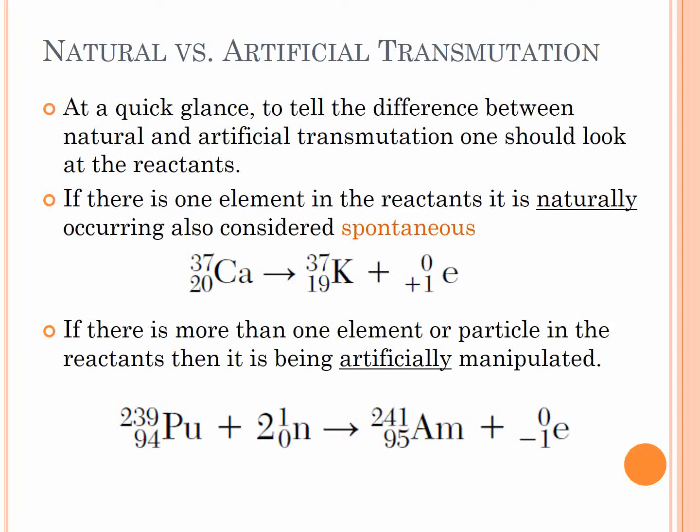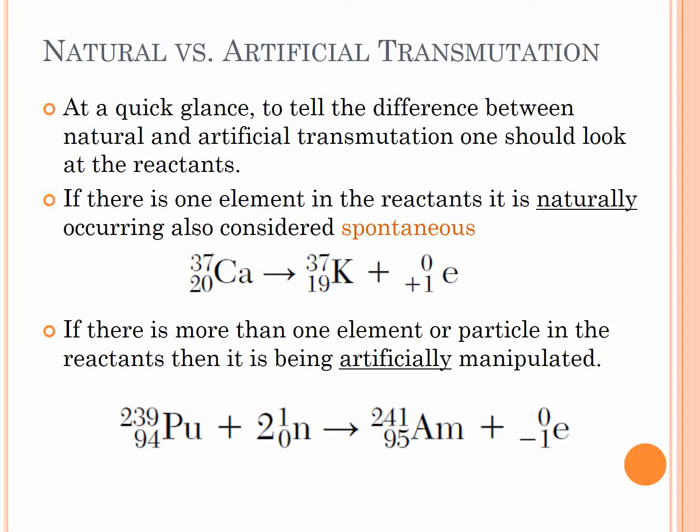At a quick glance, to tell the difference between natural and artificial transmutation, one should easily look at the reactants. If there's a single element in the reactants, it's naturally occurring. This is also called spontaneous. Spontaneous just means it happens on its own. And we said that natural transmutations always start with a single nucleus and it breaks down to make it more stable. So shown here, there's a calcium atom. You can see the mass at the top and the charge, and it's breaking down, it's losing a positron, or a positive elementary particle, and giving off, in the process, it becomes a potassium nucleus.